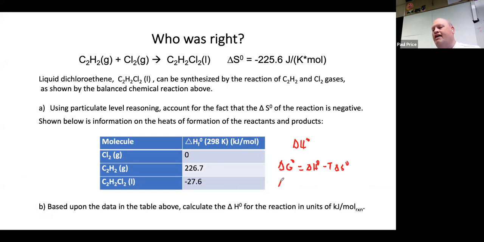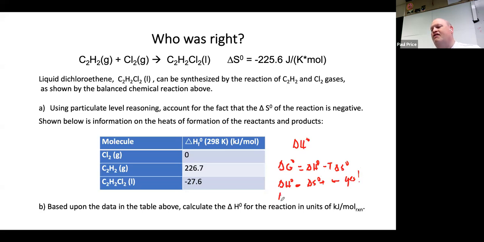If delta H naught is negative, that means we're giving the environment energy. If delta S naught is positive, that means the reaction is also increasing in entropy. So the entropy of the surroundings is going up and the entropy of the reaction is going up. Therefore, this reaction would always be favorable.